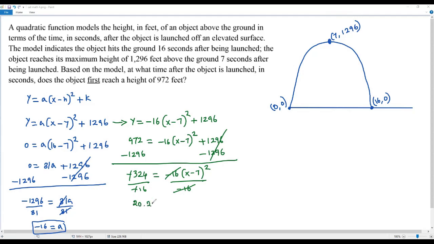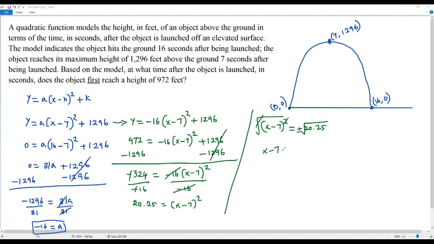Okay, 20.25 equals (x minus 7) the whole square. For my convenience, let me write (x minus 7) the whole square on the left side, and 20.25 on the right side. Now to get rid of the square, we have to take a square root on both sides. Then the square root and square will cancel out. Usually when we take square root on both sides of the equation, one of the square roots will cancel out, and for the other square root, we have to consider positive or negative sign.